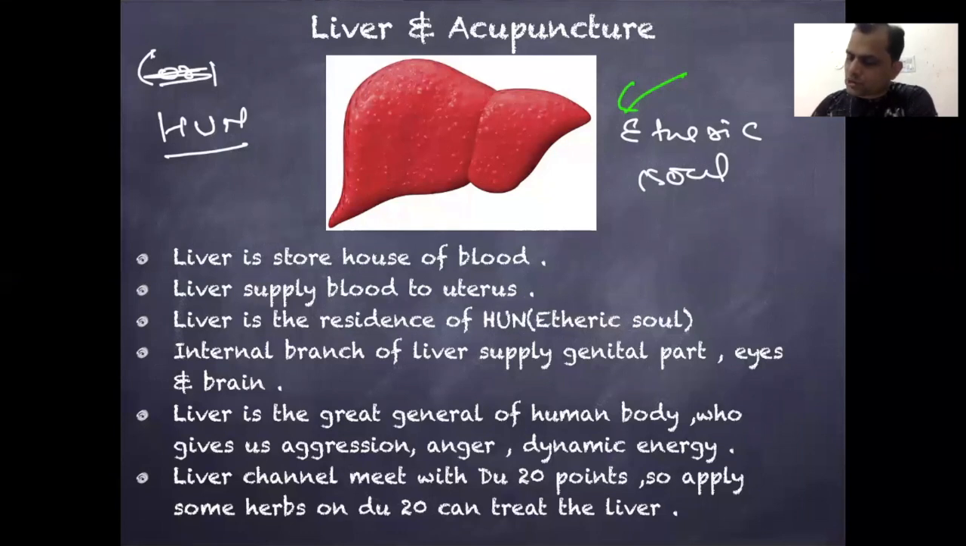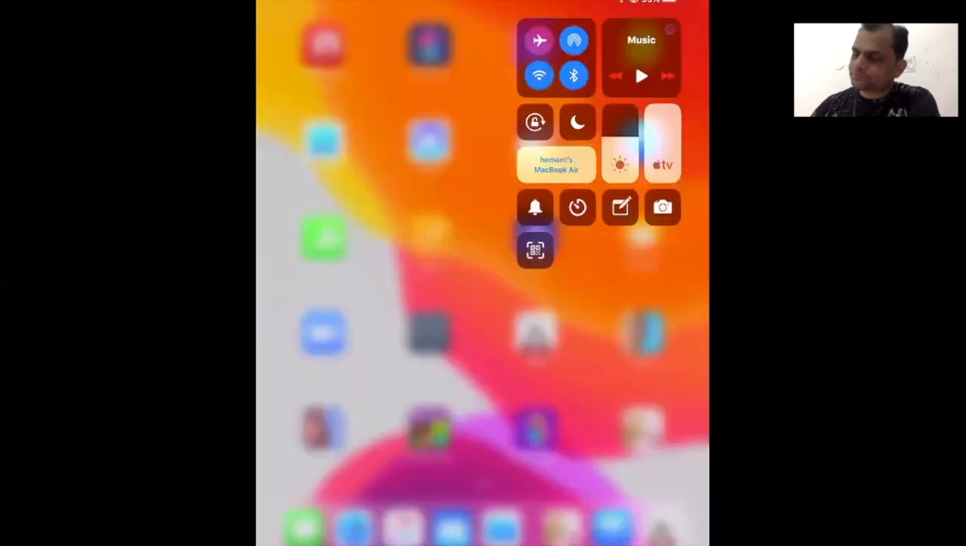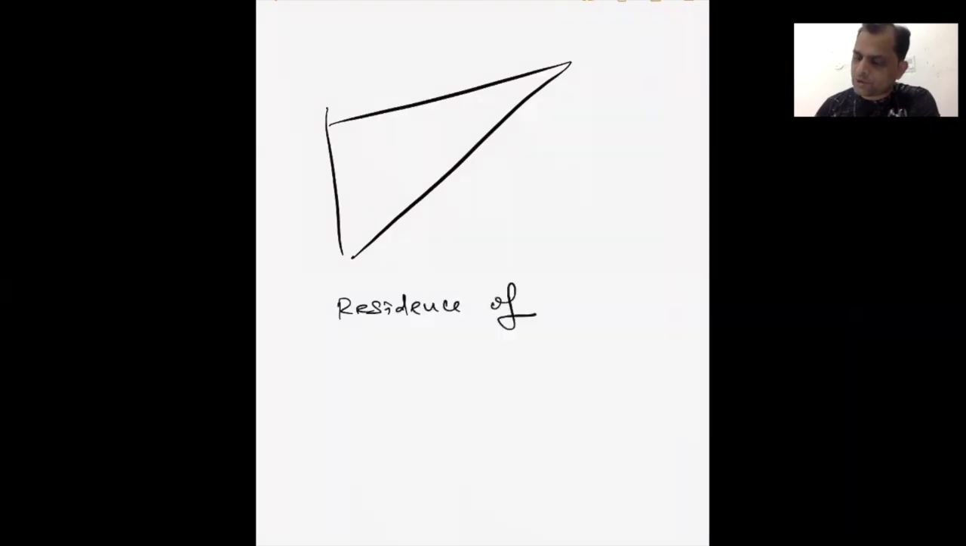So the etheric soul is the soul who is responsible for yang energy in our body. Let's discuss this here. What I told you is that the liver is the residence of Hun, or the etheric soul.